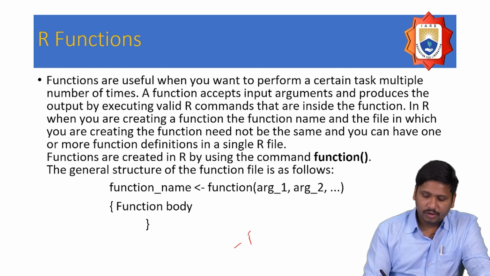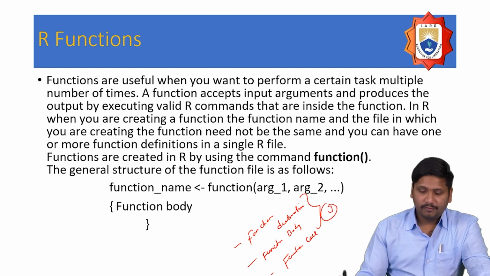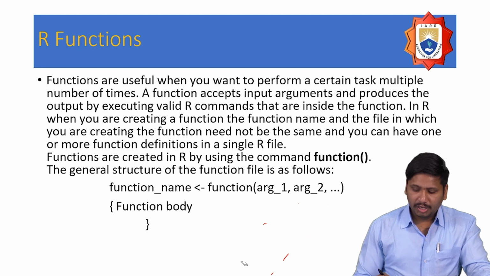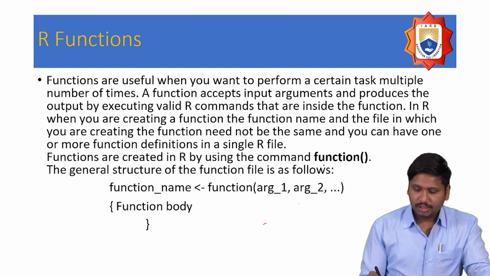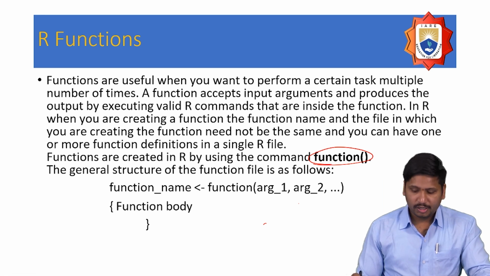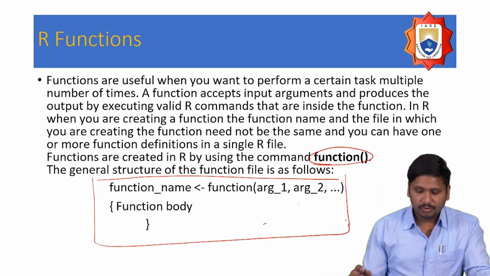So first, the function declaration has to be known, then the function body is important, and then the function call is important. These three are very important for implementing a function here. Normally the function is created by making use of the command function. By making use of this, we can create the function name, and the general structure of creating a function looks like this.